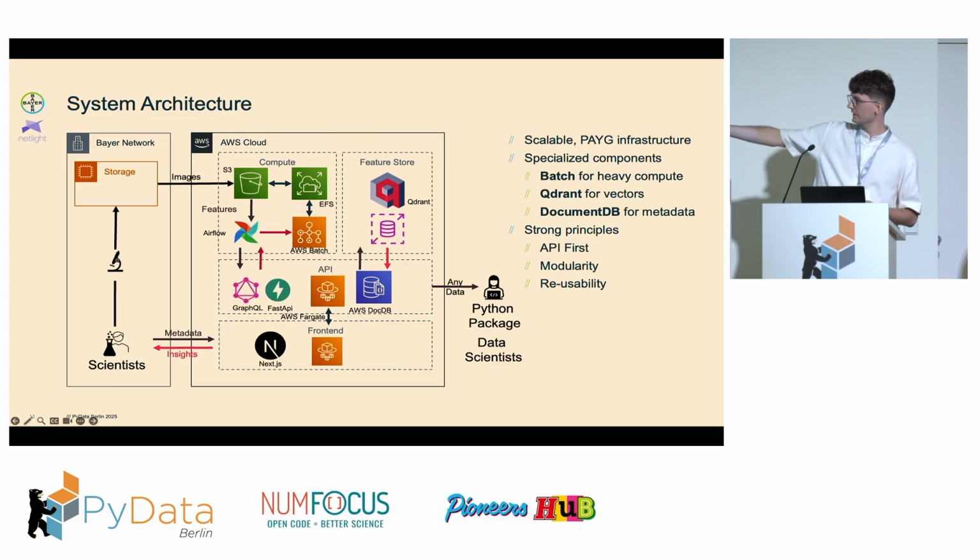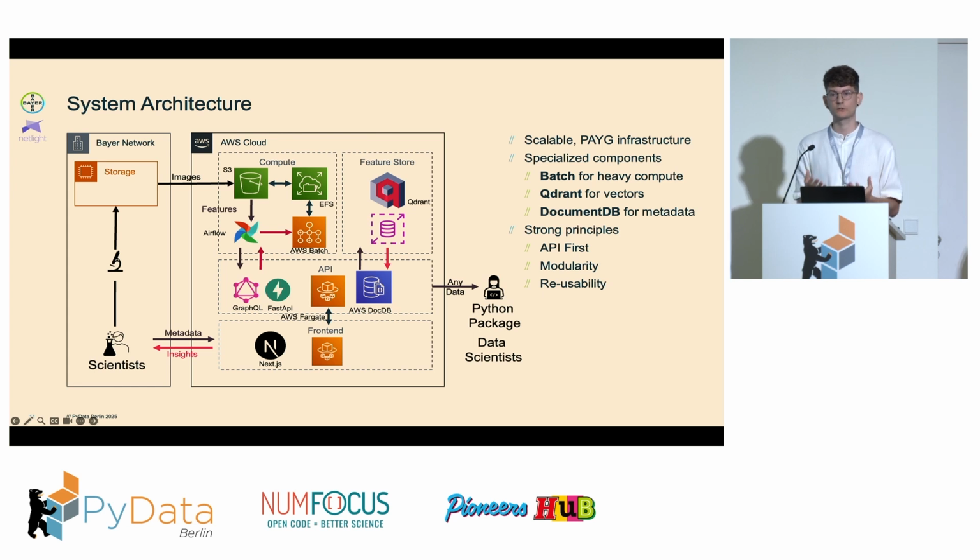So on the left-hand side, you see that scientists in a lab in Wuppertal create images. We've seen that on the microscopes. These are stored on-prem. It's a lot of data we've learned, so we do the heavy lifting in AWS. Basically, we have specialized components for each need. We use Batch for the heavy compute, QGen for vector storage, DocumentDB for storing the metadata, and all of the orchestration happens via Airflow that then talks via API with the AWS Batch.